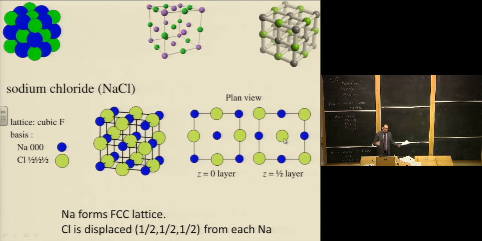When you describe a basis, you should always describe the basis of the primitive unit cell. So here, I don't talk about the conventional unit cell, which would have 4 sodiums and 4 chlorines.